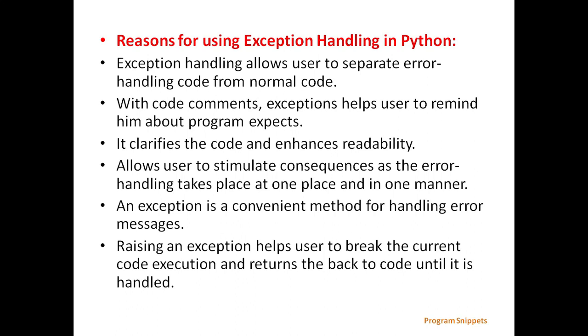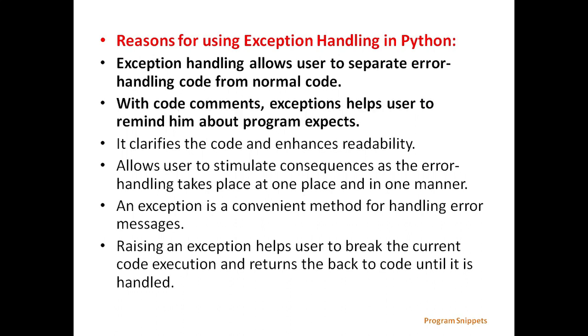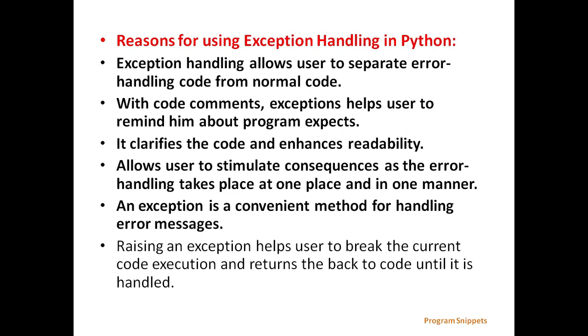Some of the reasons for using exception handling in Python are: exception handling allows the user to separate error handling code from normal code. With code comments, exceptions help the user to remind himself about program expectations. It clarifies the code and enhances readability. It allows the user to stimulate consequences as the error handling takes place in one place and in one manner. An exception is a convenient method for handling error messages.